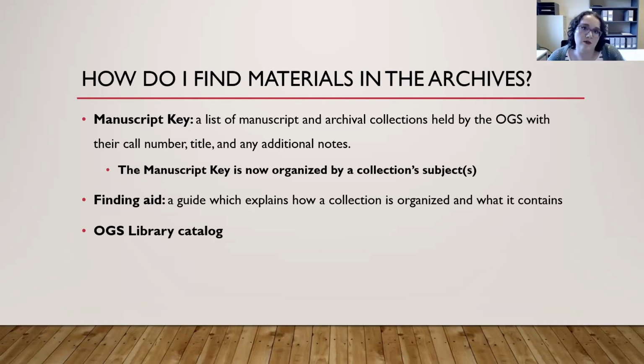The second major resource are finding aids. And finding aids are a guide which explains how a collection is organized and what it contains, as well as any sort of contextual information or background information that would help someone understand what they're looking at and understand the creator. And again, we'll briefly go to the library catalog to see how archival collections display in the library catalog.